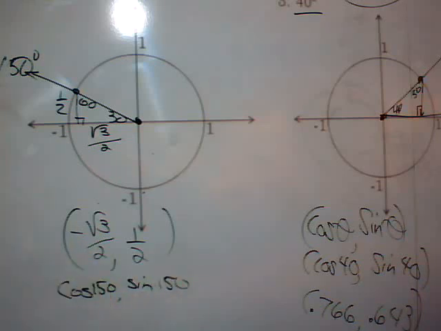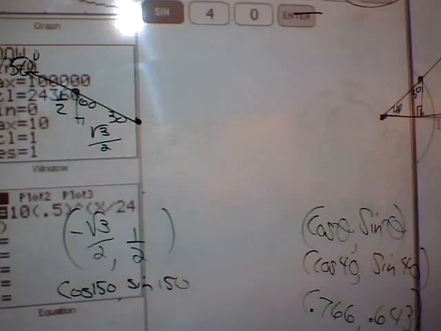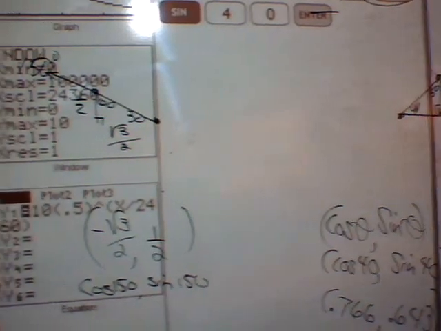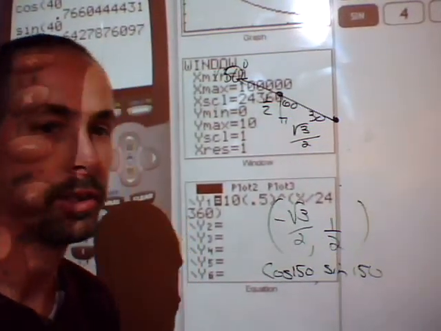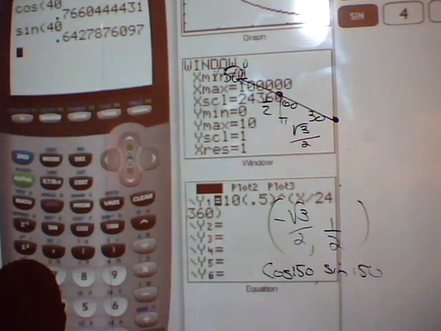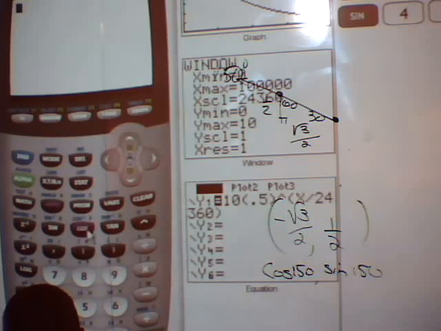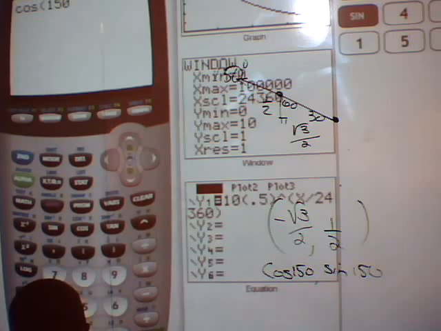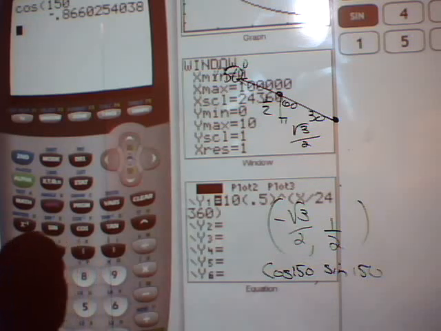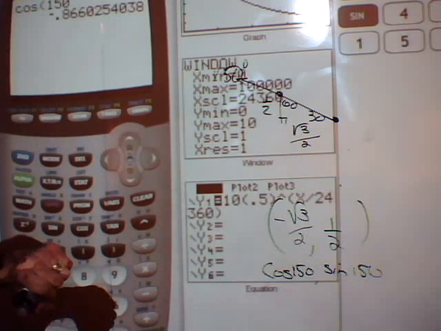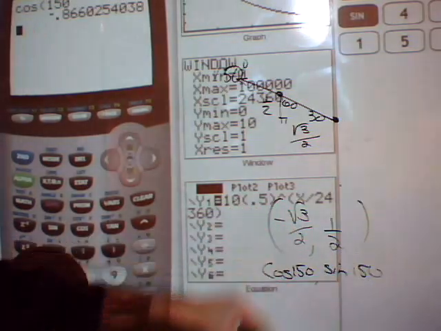Okay, so on our calculator, over here, let me bring this over a little bit so you can see up there. Let me clear this off. If I do the cosine of 150 degrees and hit enter, you see this is negative 0.866. Well, this is negative square root of 3 over 2.